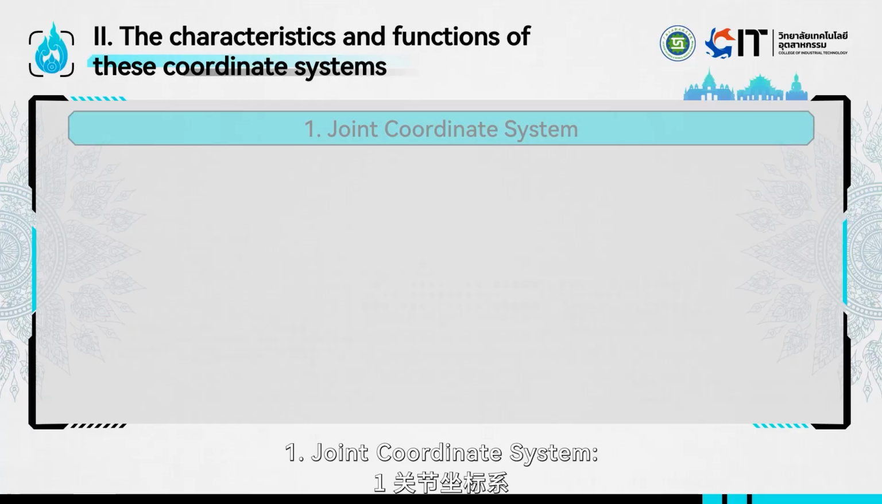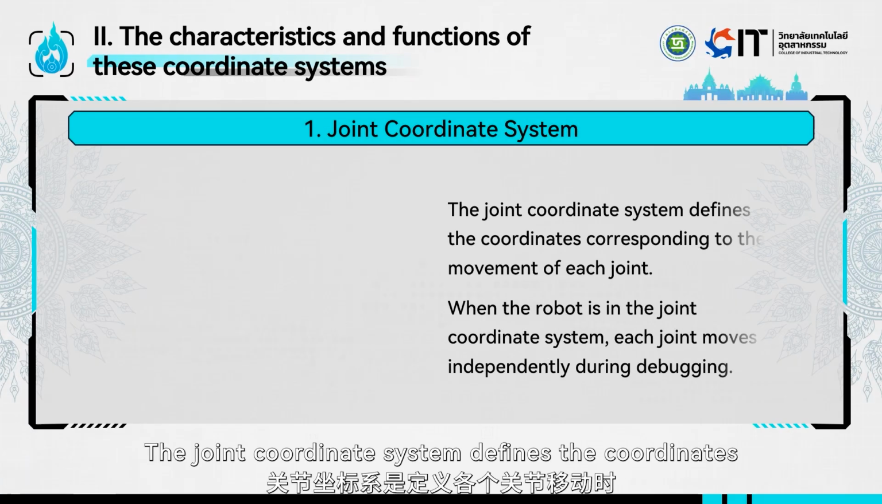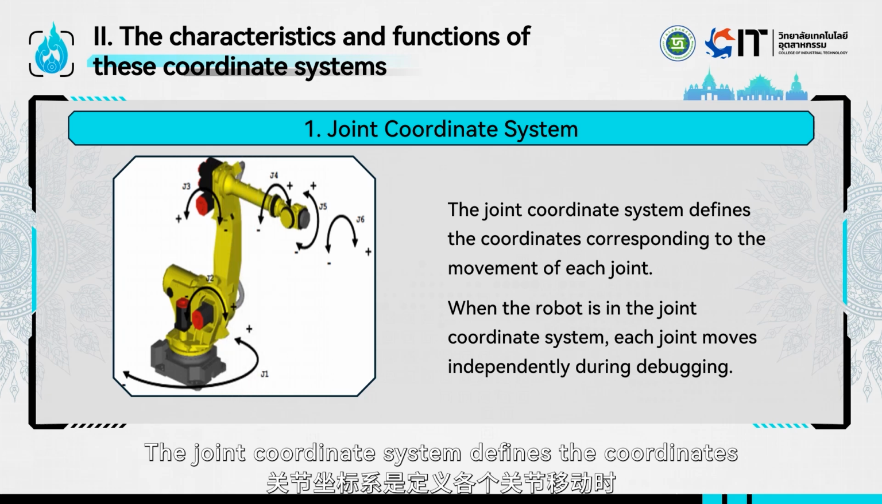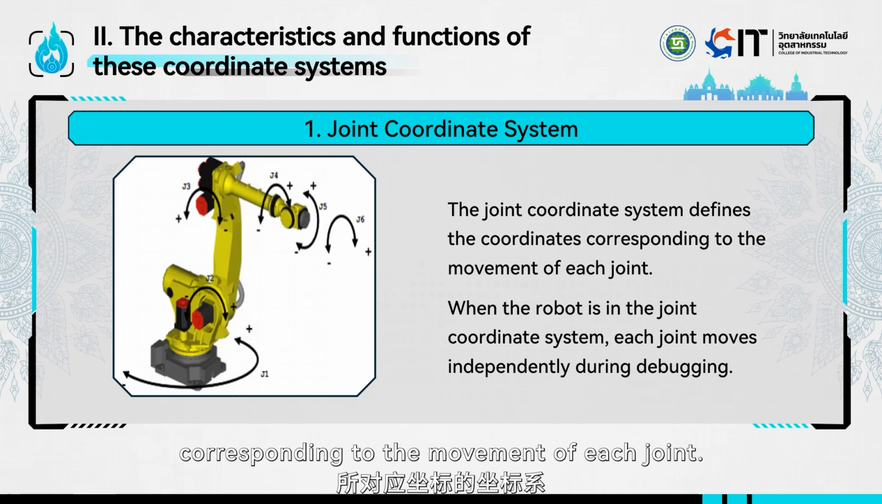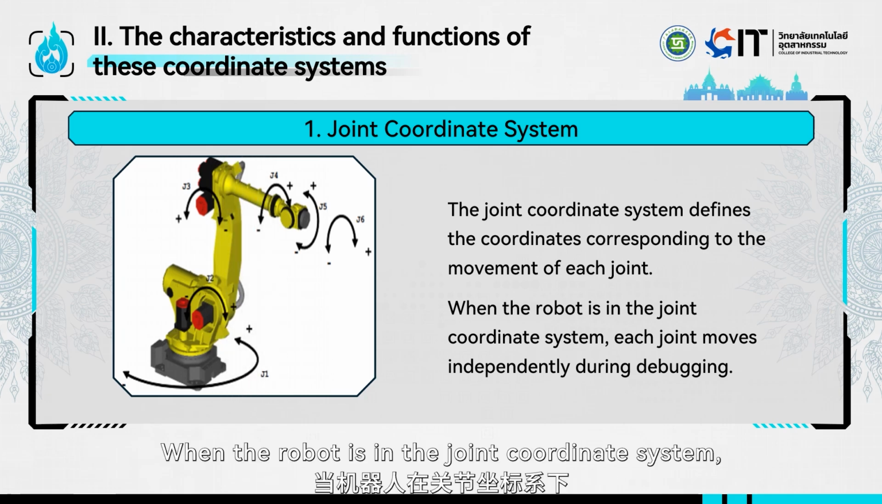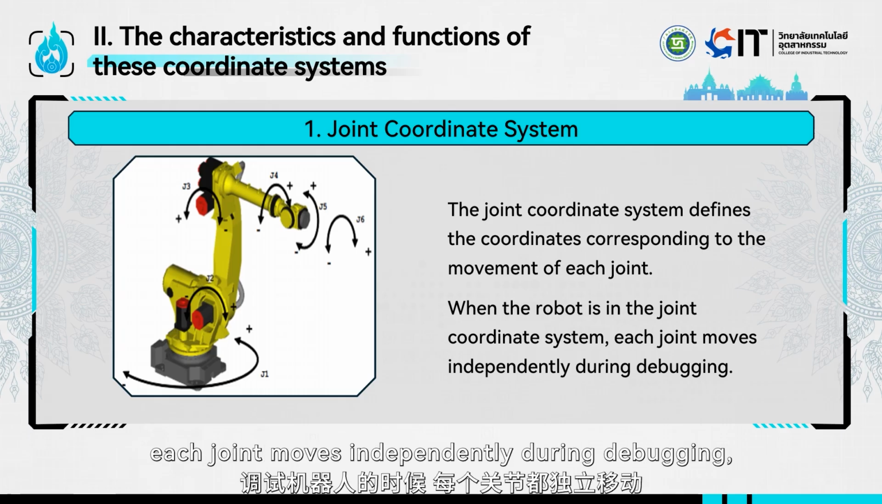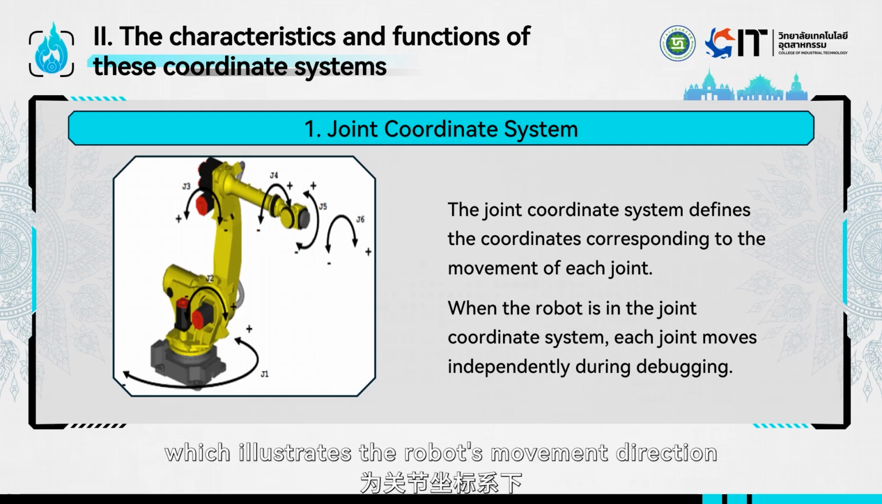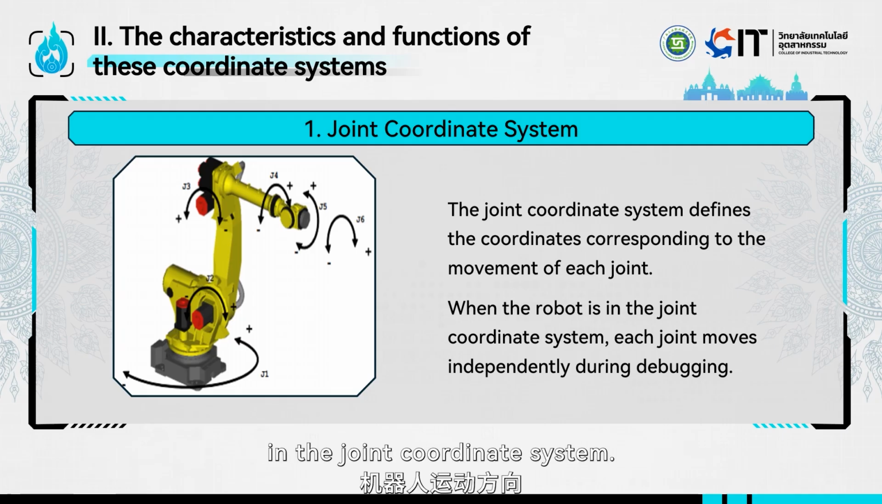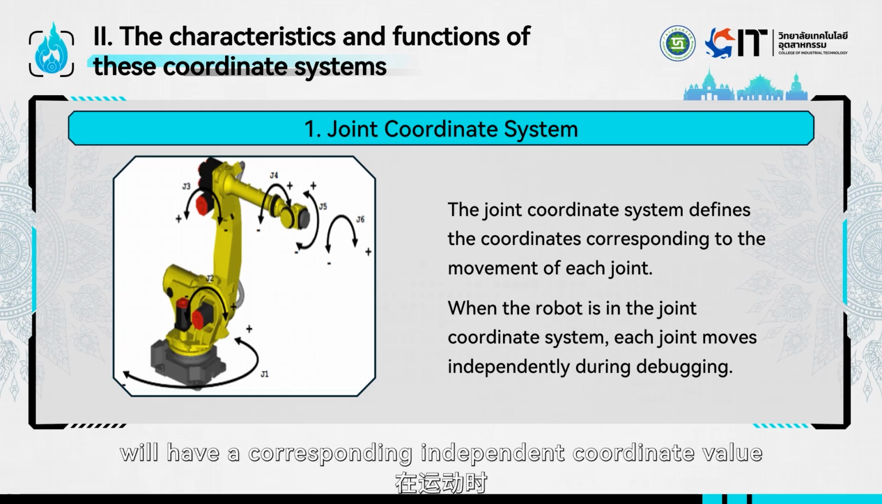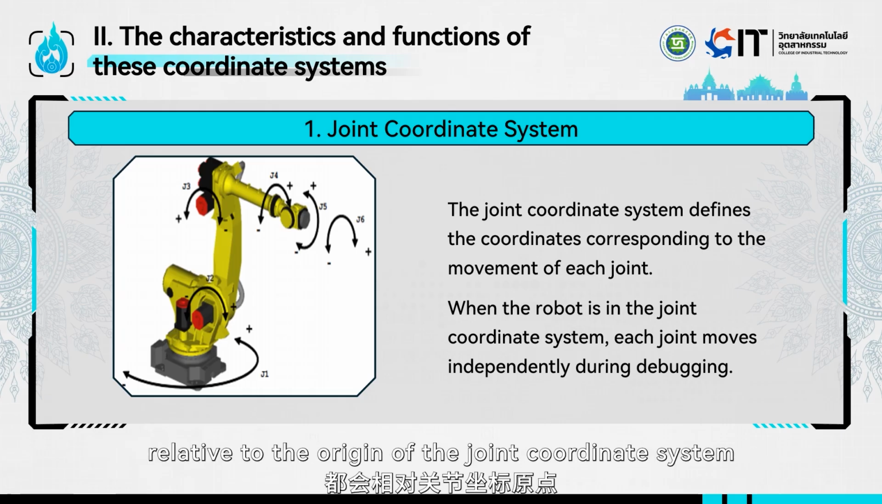1. Joint coordinate system. The joint coordinate system defines the coordinates corresponding to the movement of each joint. When the robot is in the joint coordinate system, each joint moves independently during debugging, as shown in the figure, which illustrates the robot's movement direction in the joint coordinate system. Each joint will have a corresponding independent coordinate value relative to the origin of the joint coordinate system during movement.